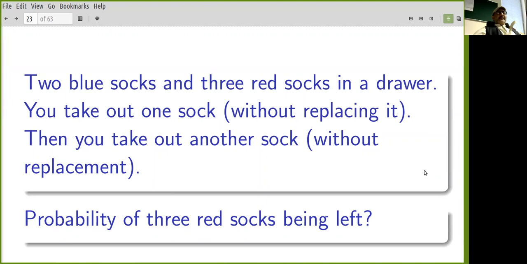What's the probability of 3 red socks being left? Okay, let's think about that. In order to have 3 red socks left, I started with 3 red socks. So if I took any red socks out, then I can't have 3 left. So that means this is the same as, what's the probability that both times I drew blue socks?